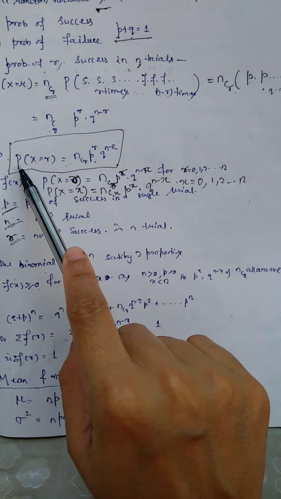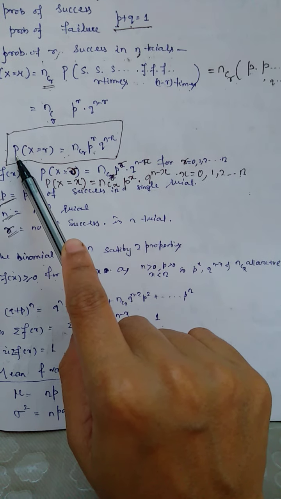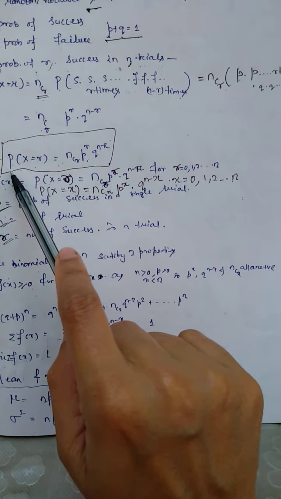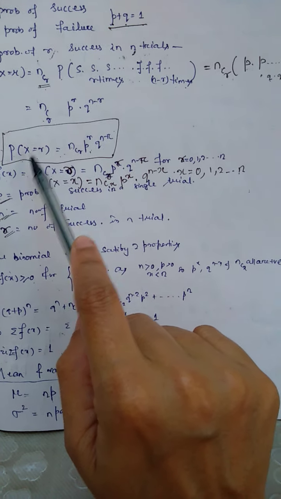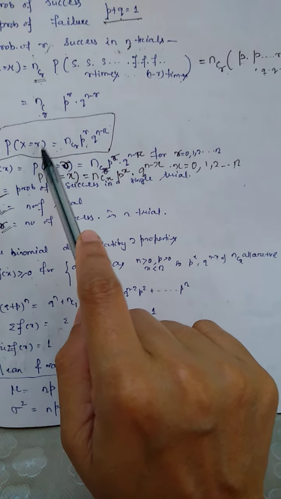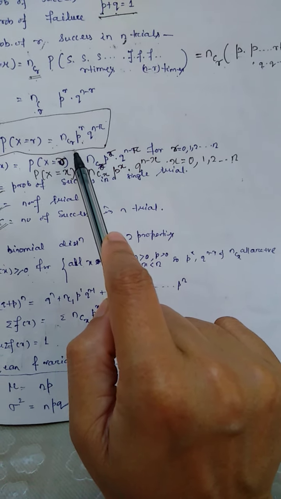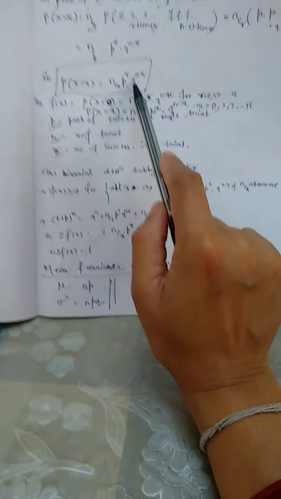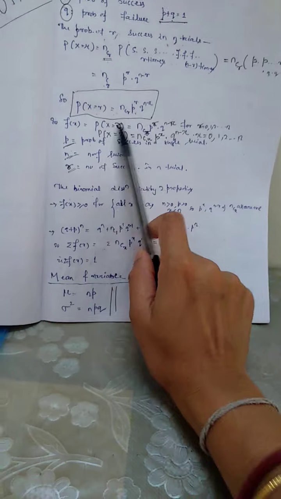Binomial distribution is applicable when the number of trials is fixed and the chances of getting success are almost 50%. Probability of x equal to r is equal to nCr p to the power r, q to the power n minus r. This is your formula for binomial distribution.